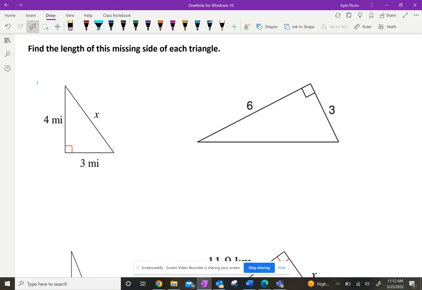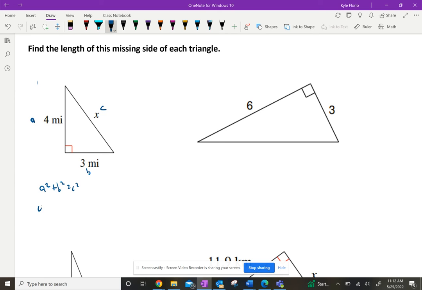Now in this example, we're going to actually find the length of the missing side using this Pythagorean theorem. So in any case, we're going to label the sides A, B, and C, and then use the formula to find the missing side. So the longest side is the side across the 90-degree angle, so that's got to be C. That's the hypotenuse. The other legs we can call A and B. And what the Pythagorean theorem tells us is that A squared plus B squared equals C squared.